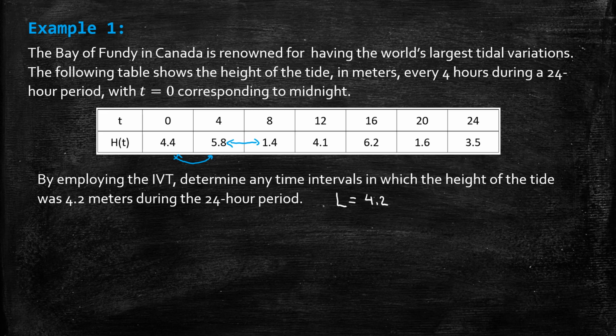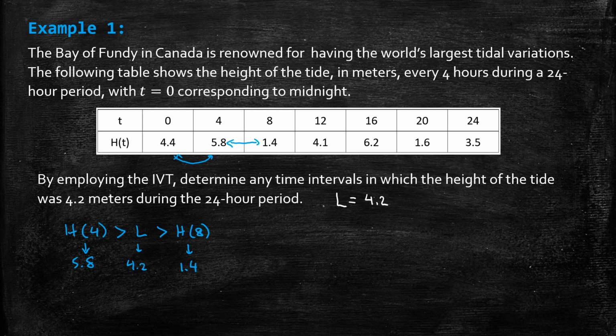So if we want to write this formally, it would be good to observe that h of 4, in this case 5.8, is greater than L, which in this case is 4.2, which is greater than h of 8, which is 1.4. So that's mathematically expressing what's kind of obvious to us.